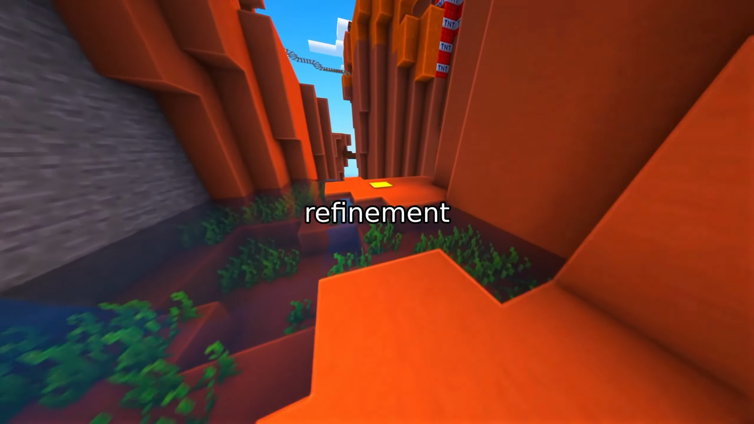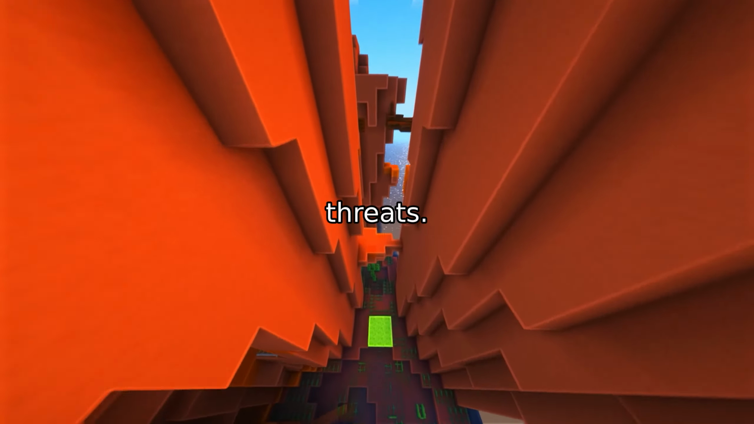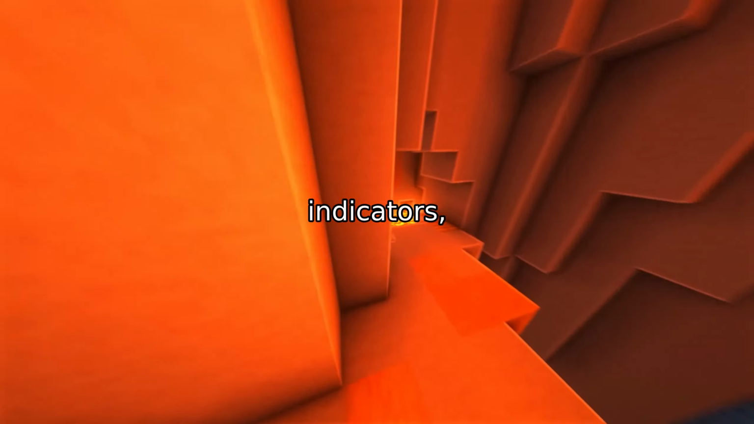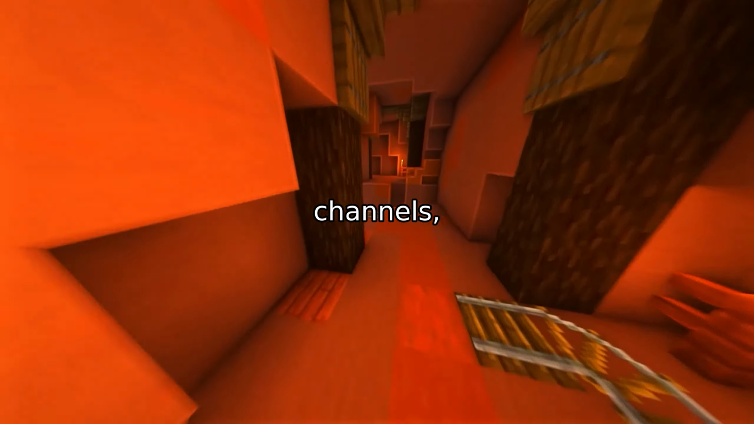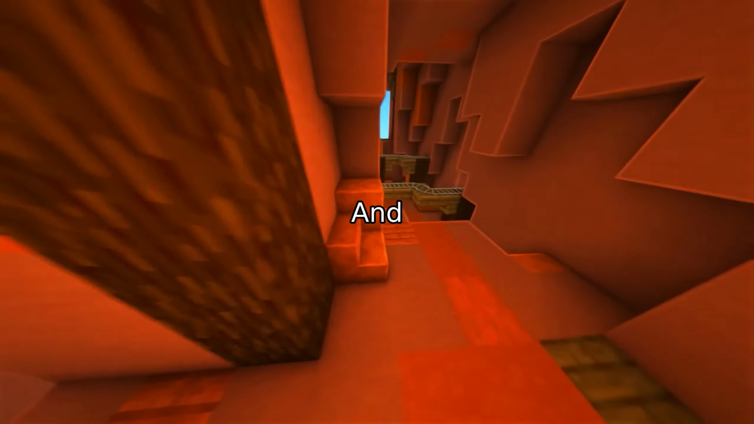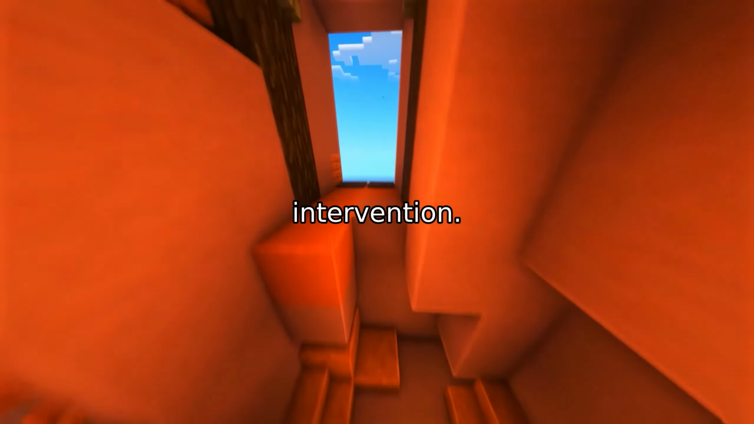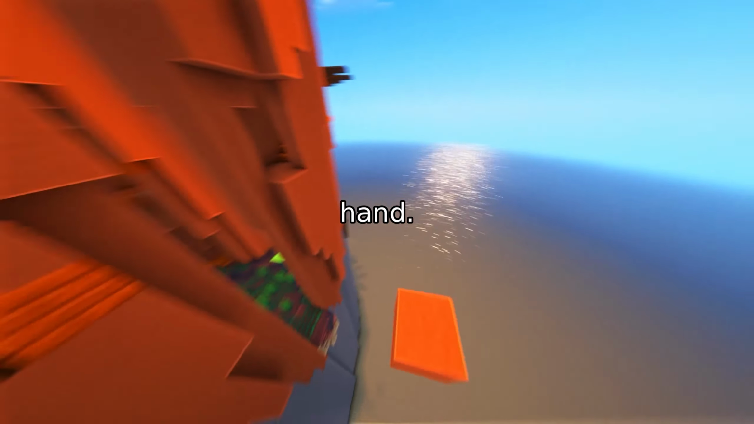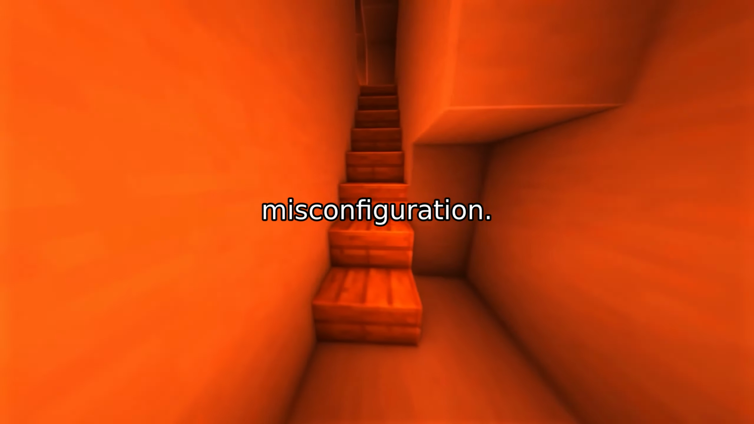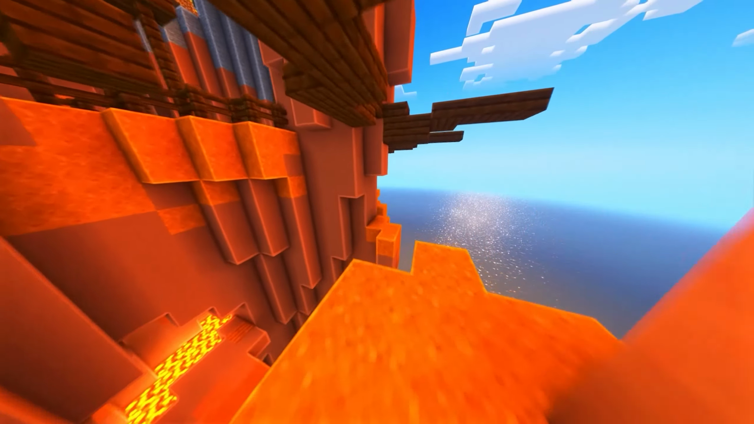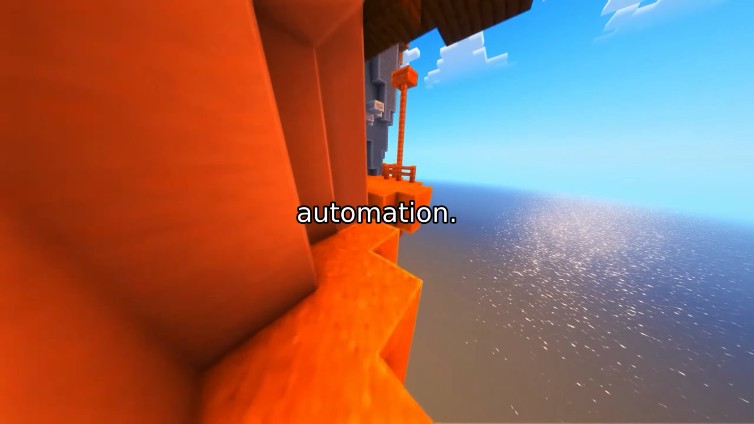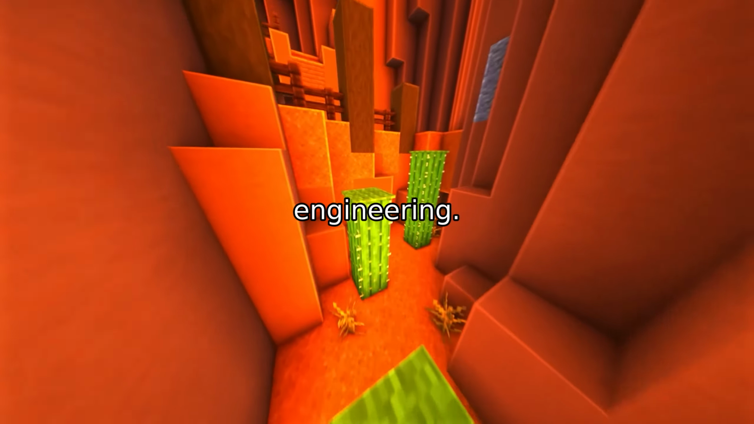This is the power of RefinementEngine. It doesn't just react to known threats. It adapts to new types of indicators, payload patterns, new ports, encrypted channels, without breaking the pipeline. And it does so with minimal human intervention. No expert writing rules by hand. No risk of misconfiguration. No delays from fragmented workflows. This isn't just automation. It's autonomous policy engineering.